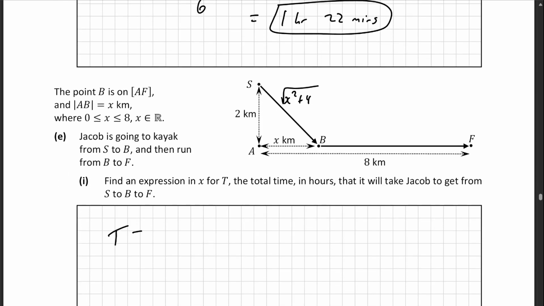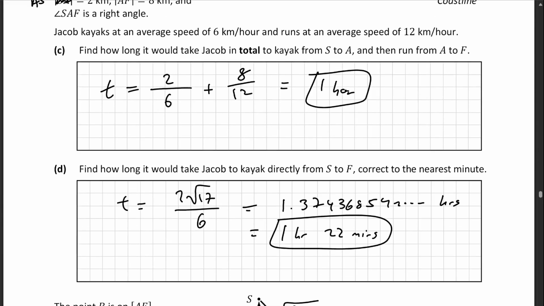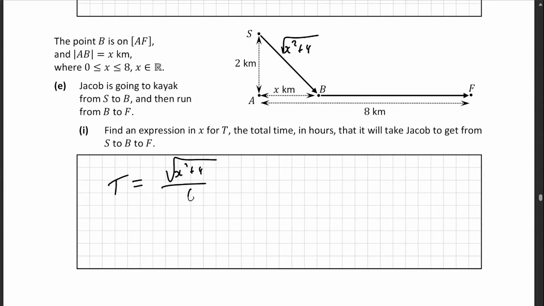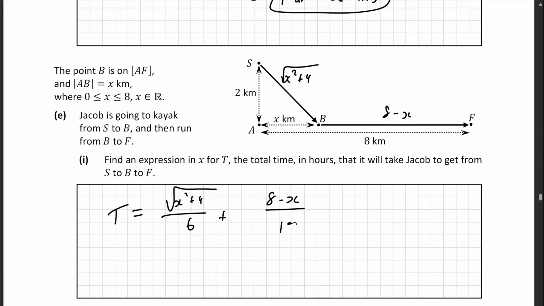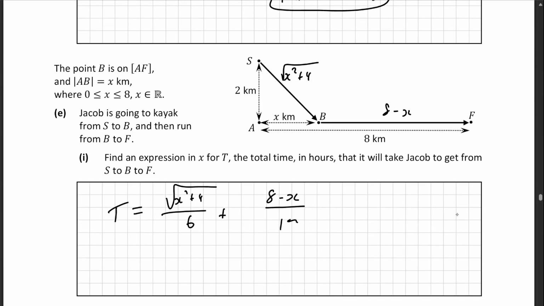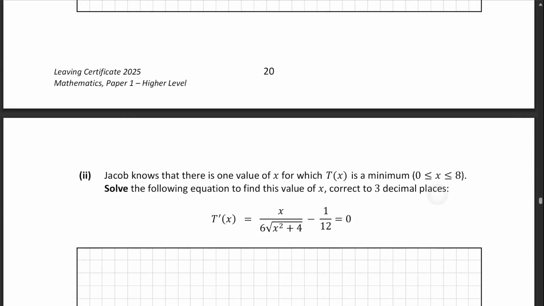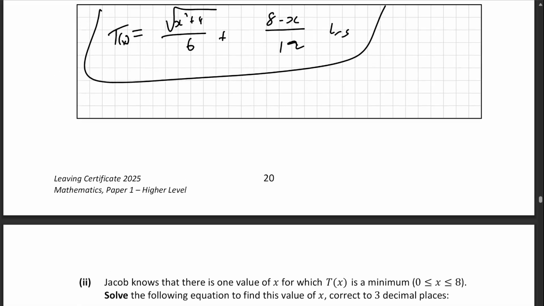So T is going to be distance over speed, so the square root of x squared plus 4 over his speed in kayaking, which is 6, plus distance here, which is going to be 8 minus x, all divided by his running speed, which is 12, in units of hours. I'll actually just write this as T of x, because it goes on to say T dash of x is that.